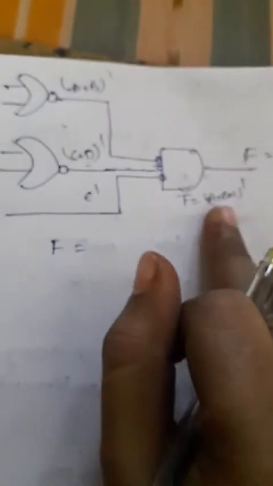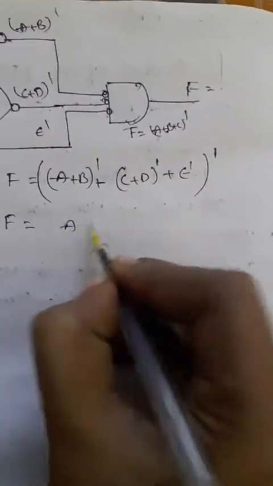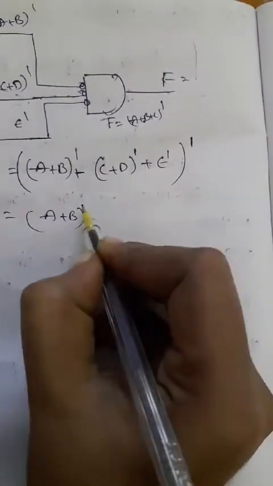So what is the a input here? That is (a + b) complement. In between two terms we will have the sum. Next, (c + d) complement, plus e complement. For this whole complement we will have (a + b + c) whole complement. Now simplify this part. F is equal to (a + b) complement.